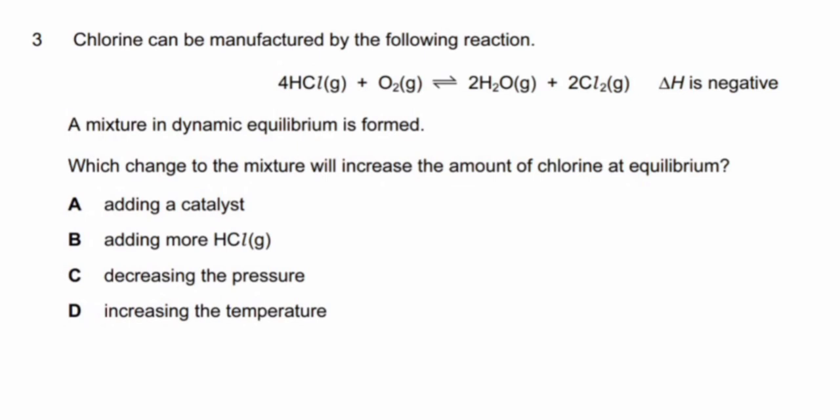Then decreasing the pressure. If we decrease the pressure, the side with more moles of gas will be favored. So the left hand side has 5 moles of gas and the right hand side has 4 moles of gas. So the reactant side will be favored. So the backward reaction is favored, and we do not want that as less chlorine will be produced. Then if we increase the temperature, the endothermic side will be favored, which in this case is the backward reaction. So only in B is the forward reaction being favored, is more chlorine being produced, so the answer is B.